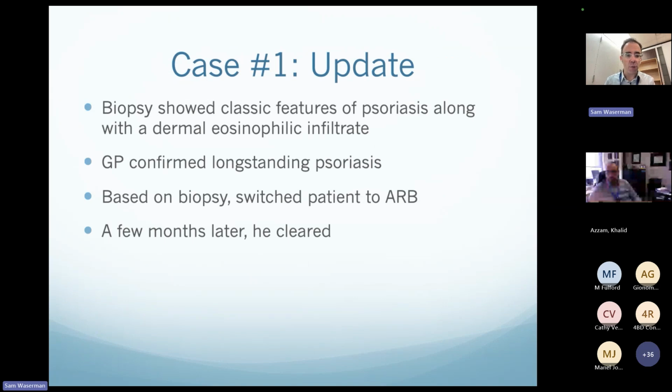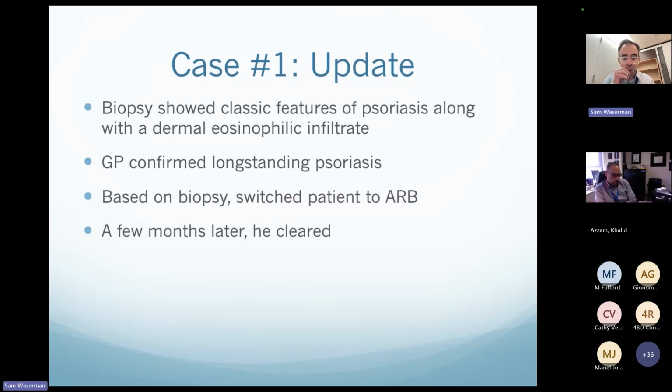I did, however, touch base with his family doctor when we found out the results of the biopsy, which showed classic features of psoriasis. And there was also that dermal eosinophilic infiltrate. Now, in this case, it was rather straightforward, not straightforward, but it was easy. He wasn't on a million medications, so there was no speculation. So the family doctor switched his beta blocker to an ARB, and a few months later he cleared. I'm not sure if that was back to sort of his baseline dry skin, or if in fact he was fully clear.